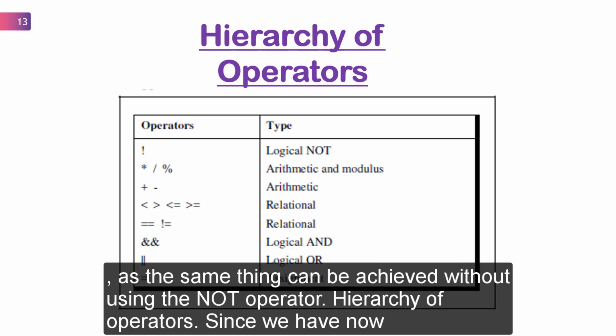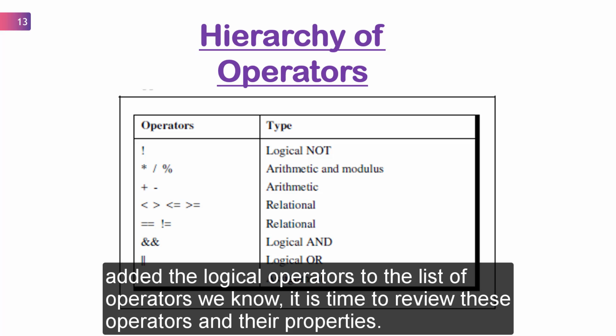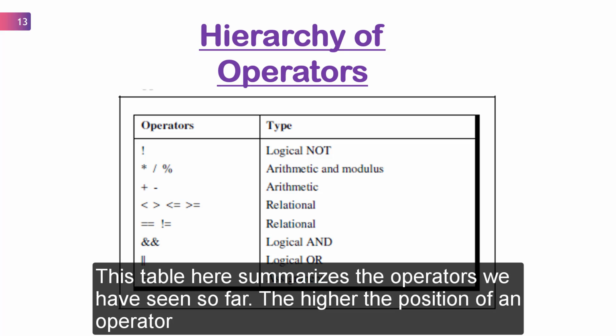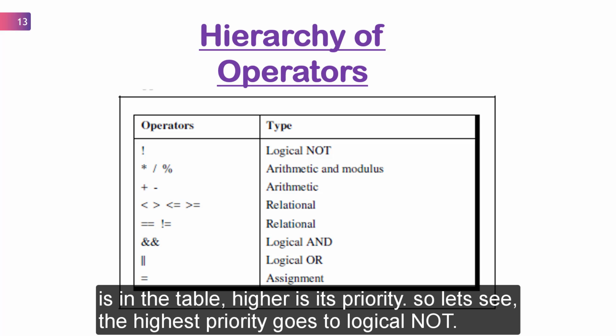Hierarchy of operators. Since we have now added the logical operators to the list of operators we know, it is time to review these operators and their properties. This table here summarizes the operators we have seen so far. The higher the position of an operator in the table, the higher is the priority. So let's see.